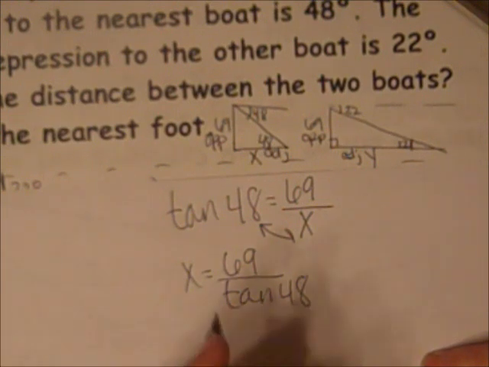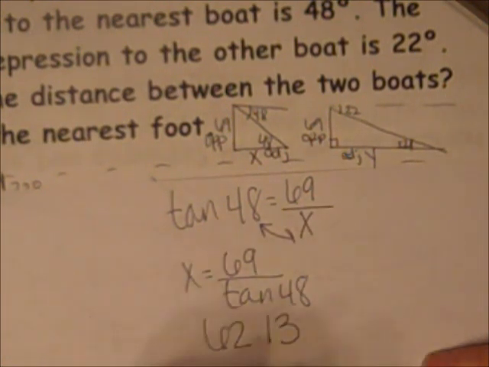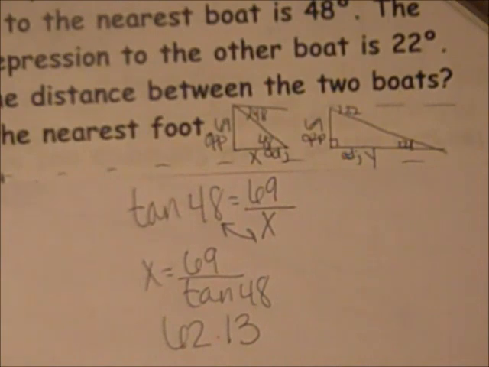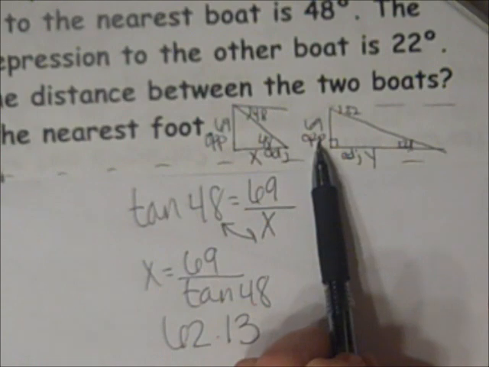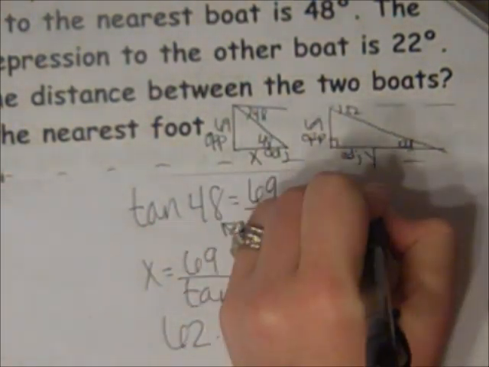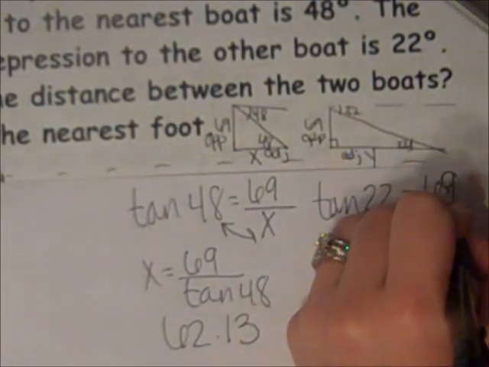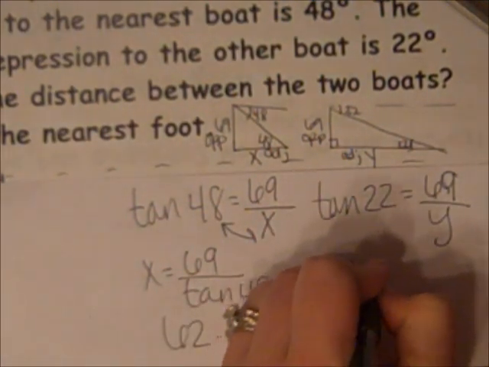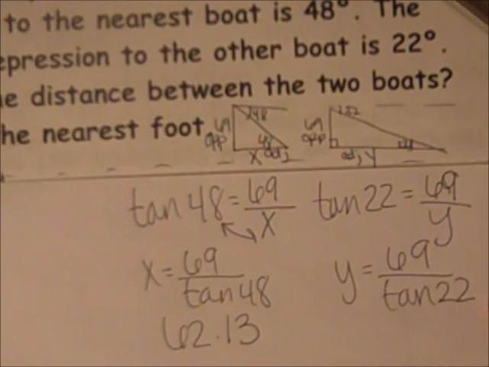So the closer boat is 62.13 feet. And we want to keep a couple of decimals until we're all the way done at the end of the problem, then we can round. Same story for the second one. If this is 22, this is 22. The height of the lighthouse is opposite. We're looking for adjacent, so it should be the same setup. Sub in 22 wherever you see the 48. Okay, so y is equal to 69 over tangent of 22.